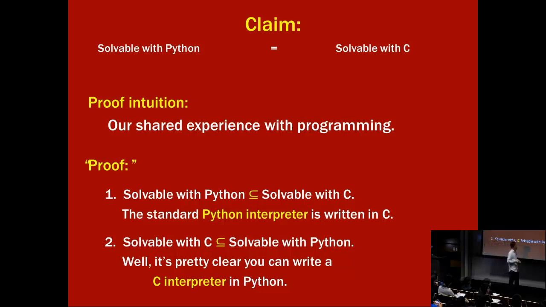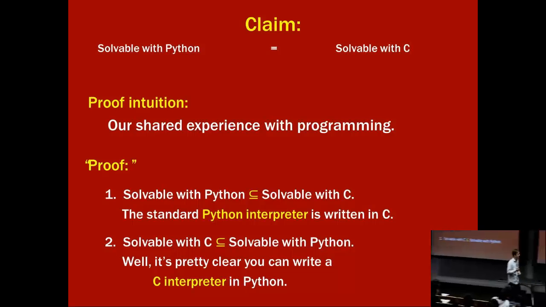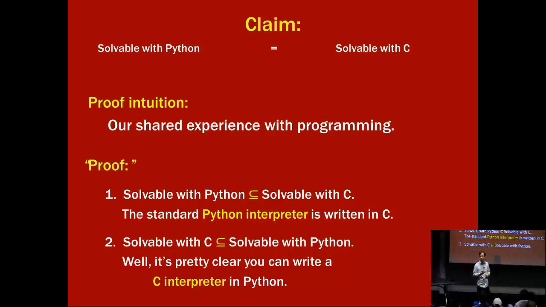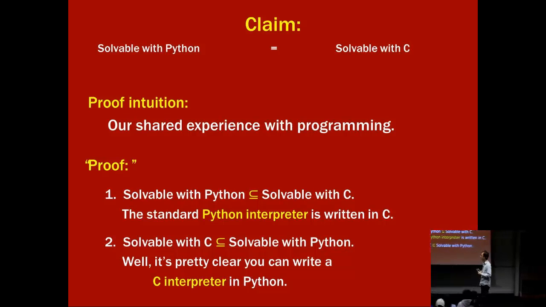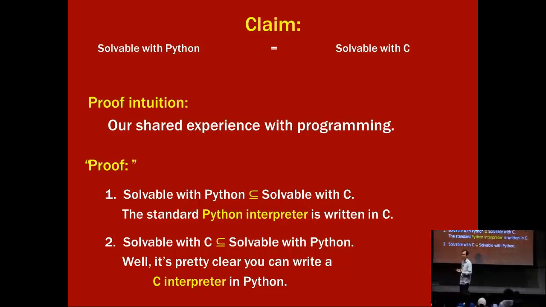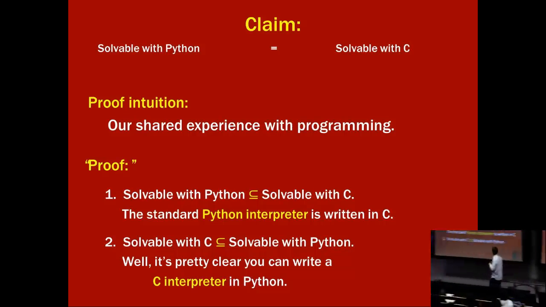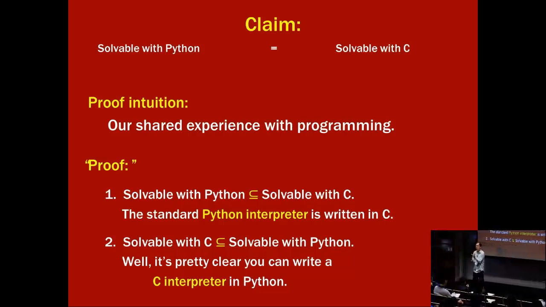So I want to argue, let's say first, that anything that you can solve with Python, you can also solve with C. And I think the following is a very convincing argument. The standard Python interpreter is written in C. So almost by definition, it has to be true. Suppose you write some Python program to solve a problem. How could you write a C program to solve the same problem? Well, in the worst case, you could take your Python program, write a C Python interpreter, hard code the Python program into it, and just have it execute the Python program. So I think that's pretty convincing.